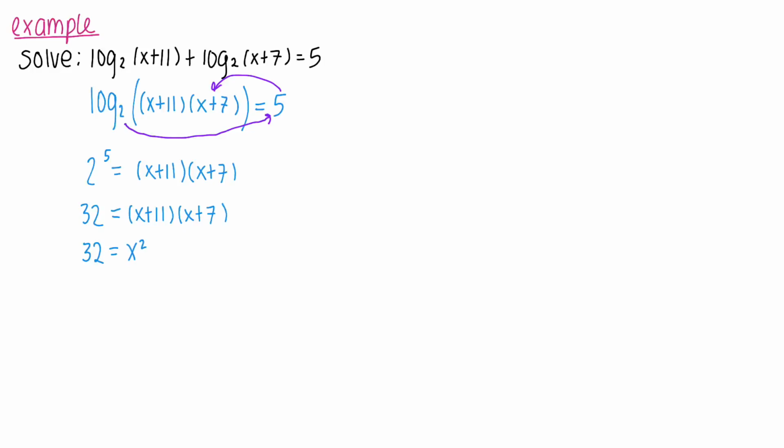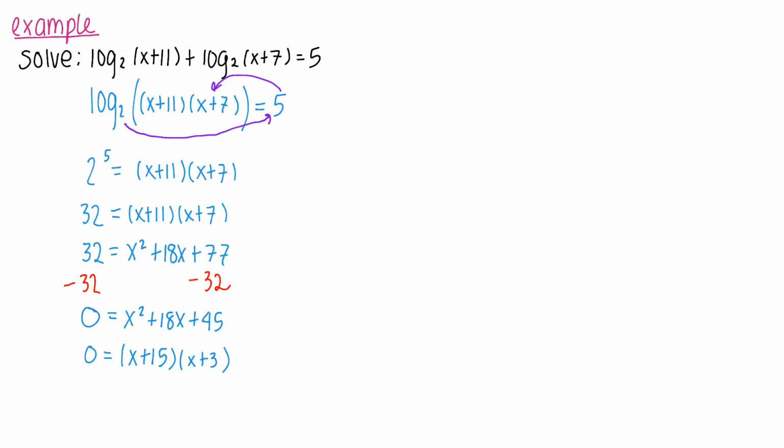This will FOIL into x squared plus 18x plus 77. Subtracting that 32 on both sides, we get 0 equals x squared plus 18x plus 45. This factors into x plus 15 times x plus 3, which gives us x equal to negative 15 and x equal to negative 3.